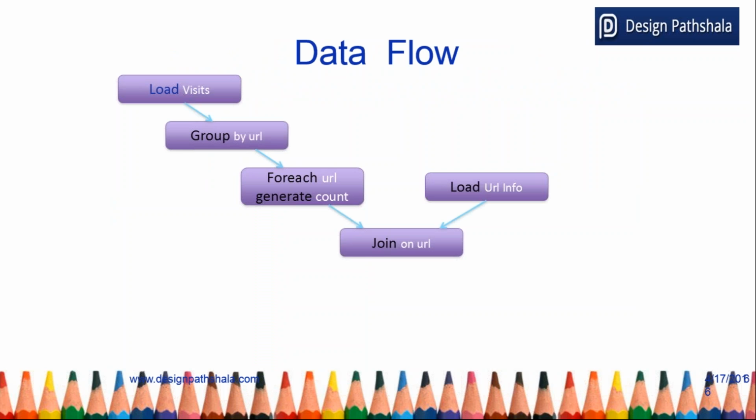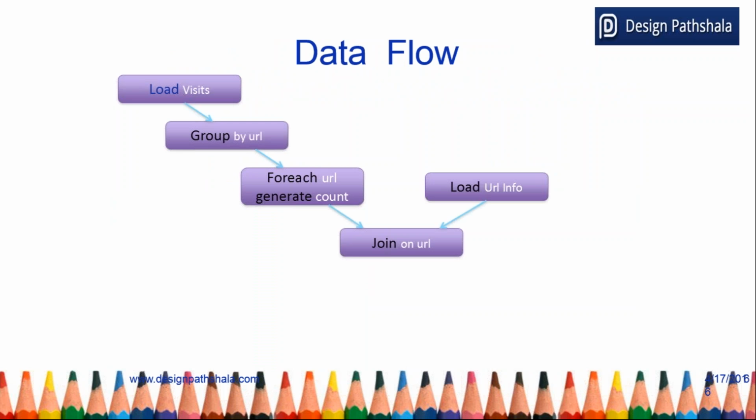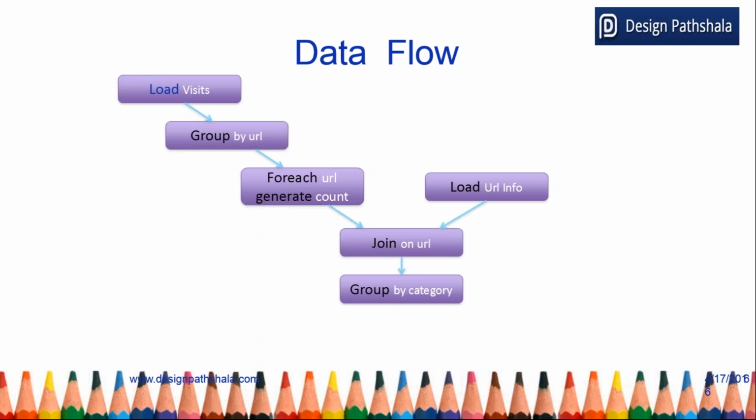And then I'll load another file, that is the URL info, and I'll figure out the URL info about that URL. And once figured out, I'll join these two data sets and then group by category, this category. And then for each category, I'll generate the top 10 URLs and dump them. Be it any language in the world, I would be doing these steps to figure out the top 10 visited pages in each category.